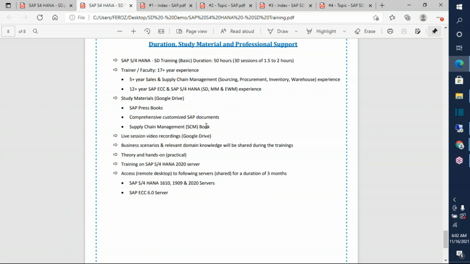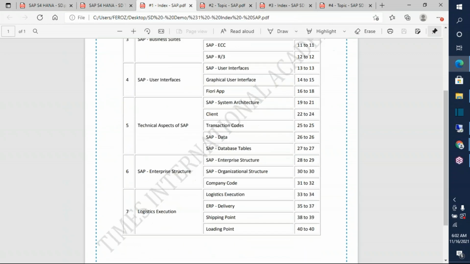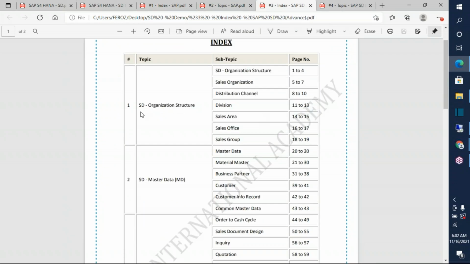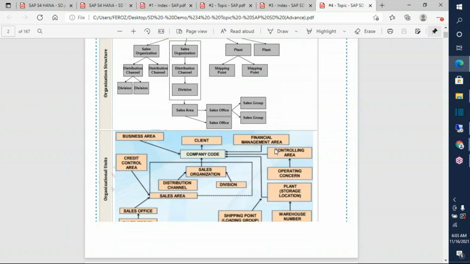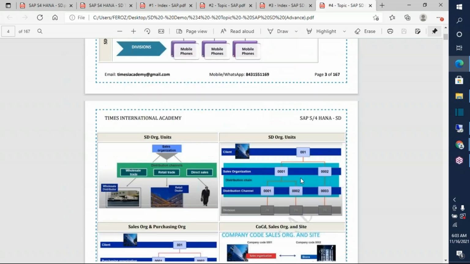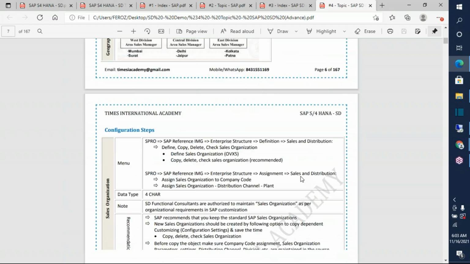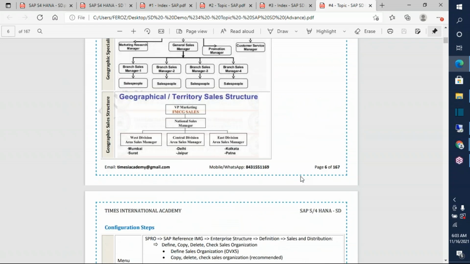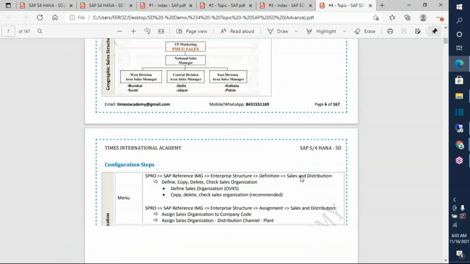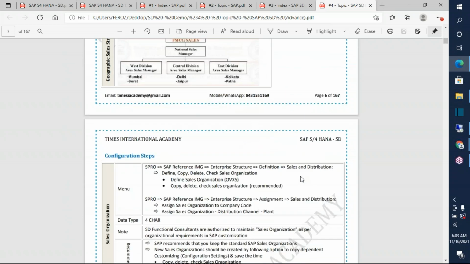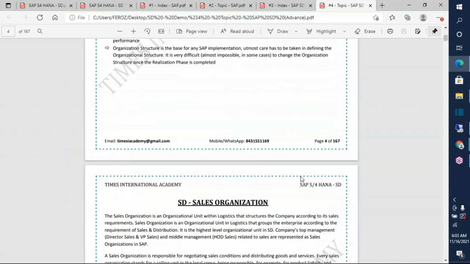Okay, and you don't need to make any notes during the training because we have our own customized study material. For example, if we are discussing any topic, let's say SD organizational structure, we have our own customized study material. I will be referring to this during the sessions, and after the session you will receive this study material along with the video recordings, and it is comprehensive study material with complete information, which includes the theoretical concepts.